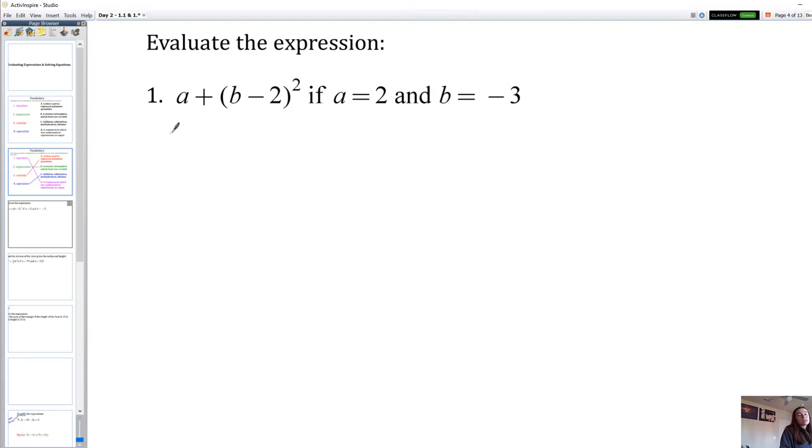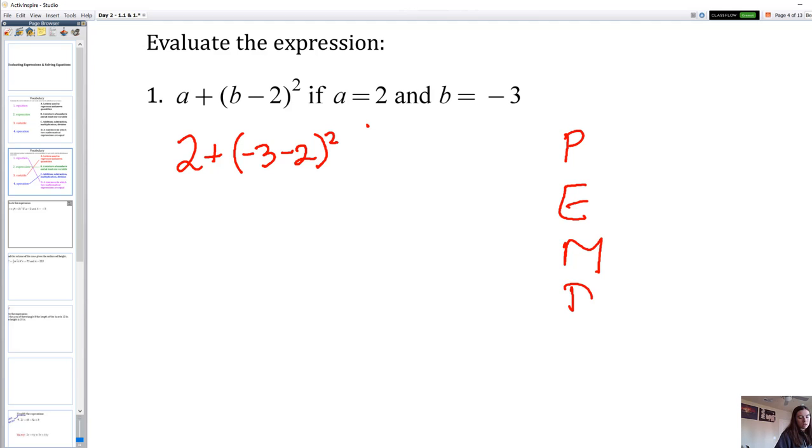So let's just start by evaluating using the numbers that we already know. A is 2, so anywhere I see a, I'm going to put 2, plus, and then we have those parentheses, we're going to keep the parentheses, and we know b was negative 3, so we're going to put negative 3, and then we already had that minus 2. We're going to square that quantity, close the parentheses, and square the whole thing. And this is the number that we're trying to simplify. So if you remember, we have this acronym PEMDAS. PEMDAS. What that stands for is parentheses, exponents, multiplication and division, addition and subtraction.